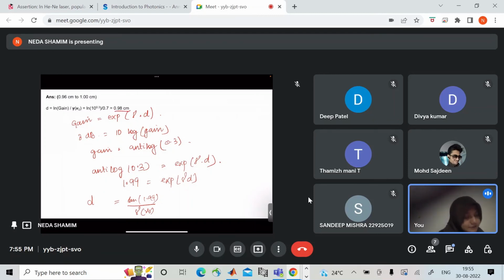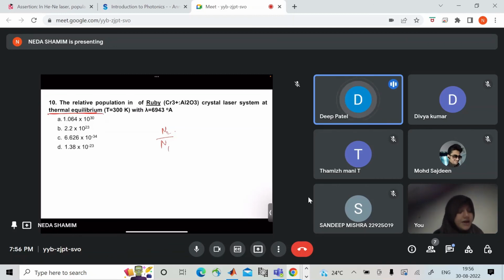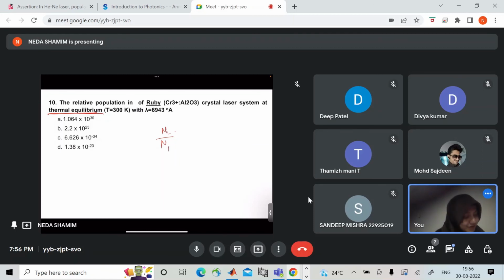Okay, now the next question. How do you find the relative population? It's a very easy sum. We have been doing this since the very beginning of our class. What is the keyword over here? Boltzmann statistics. Yes, we'll be using Boltzmann statistics to find the relative population. Relative population means you have to find the ratio of N2 by N1. But here they have used N1 by N2. Answer is A. Oh, you're right. Correct, this will be N1 by N2. I have written it wrong.